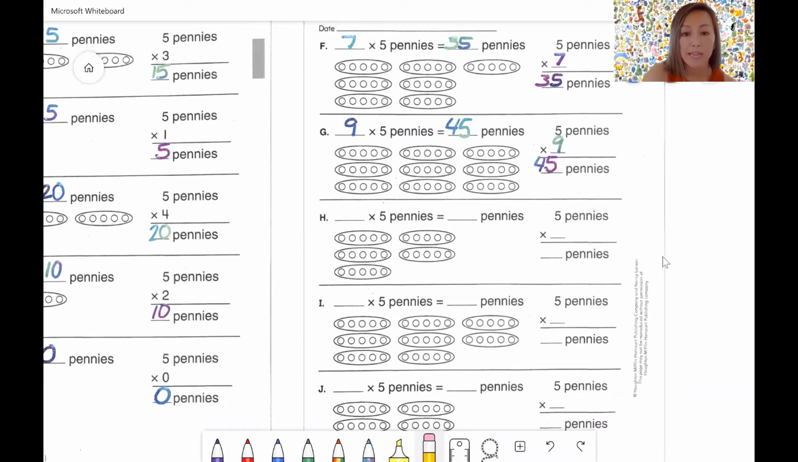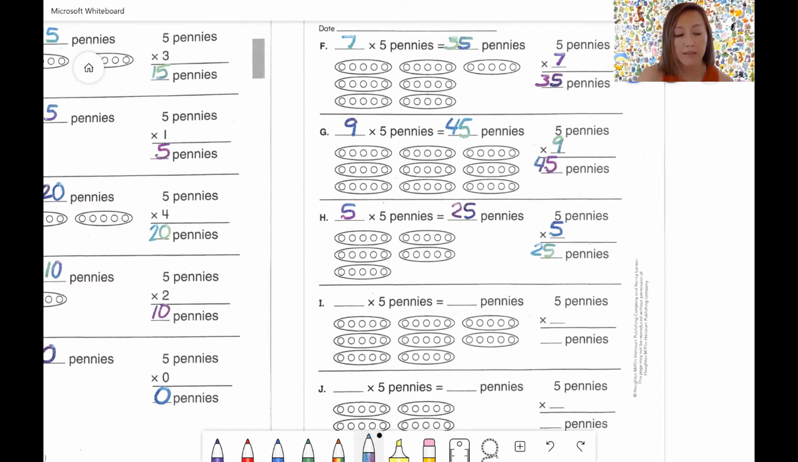Okay, H. Blank times 5 pennies equals blank pennies. 1, 2, 3, 4, 5. 5 groups. 5 times 5 equals 25 pennies. You can always count your groups by 5s, right? 5, 10, 15, 20, 25. 5 times 5 equals 25.